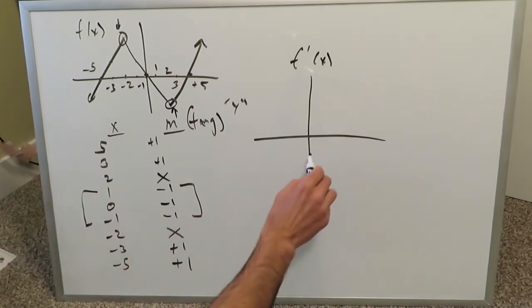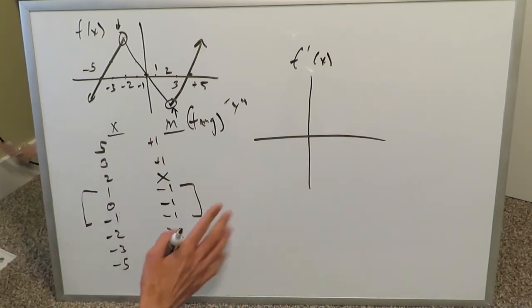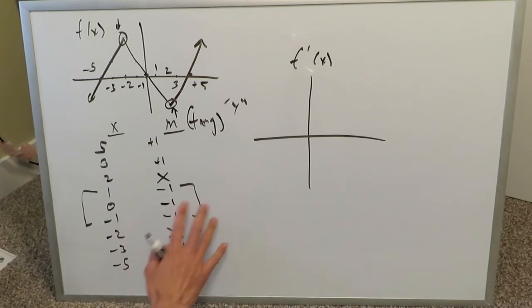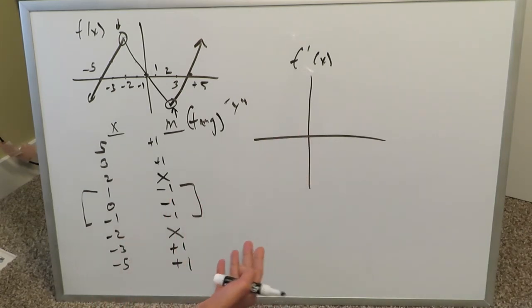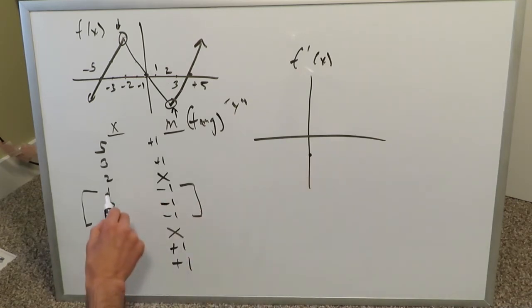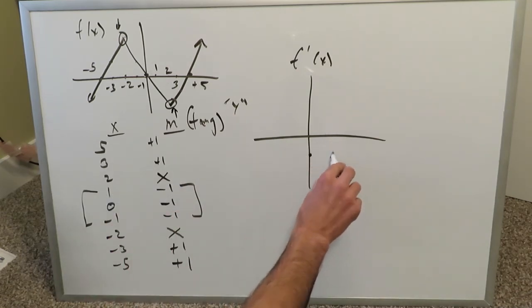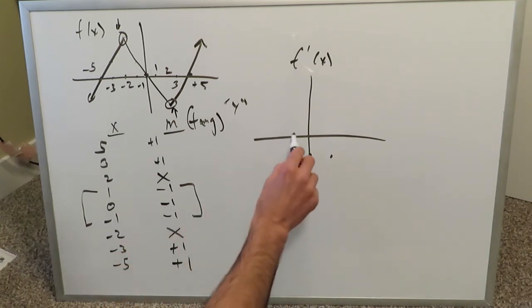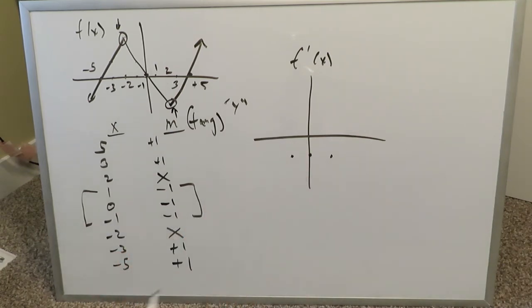At 0, I had a minus 1. Remember, these 1s and minus 1s are estimations only. We're looking at a general appearance of the graph only, of the derivative. At 0, we have a minus 1. At 1, we have a minus 1. At minus 1, we have a minus 1, and we have something which looks like this.